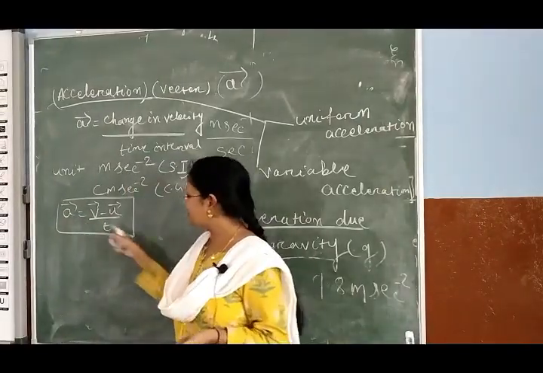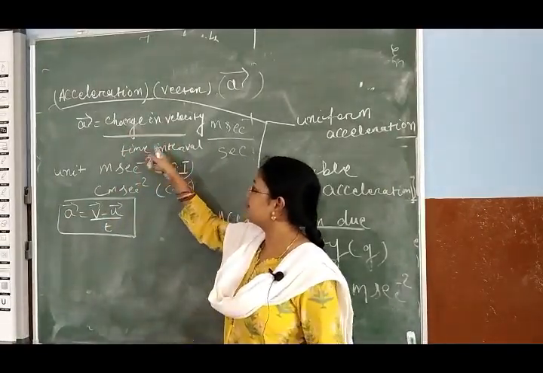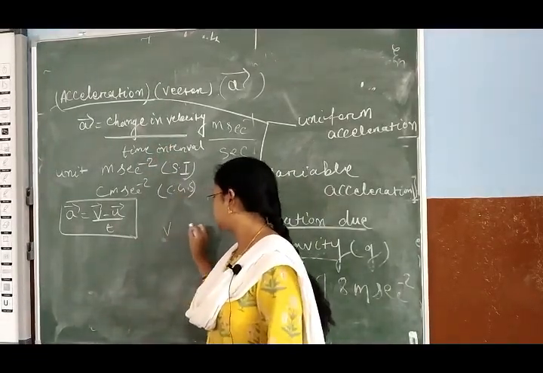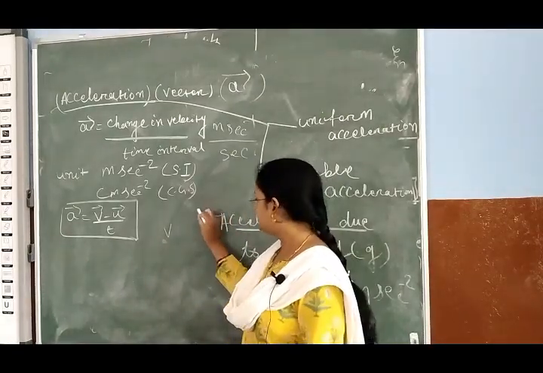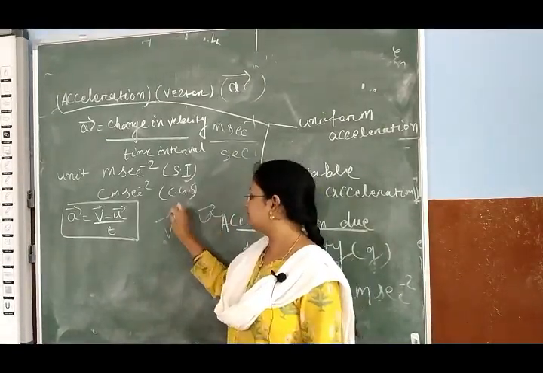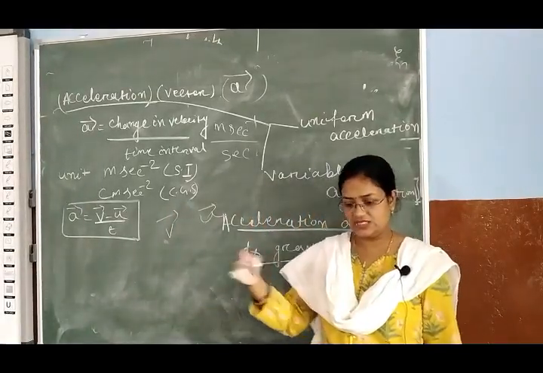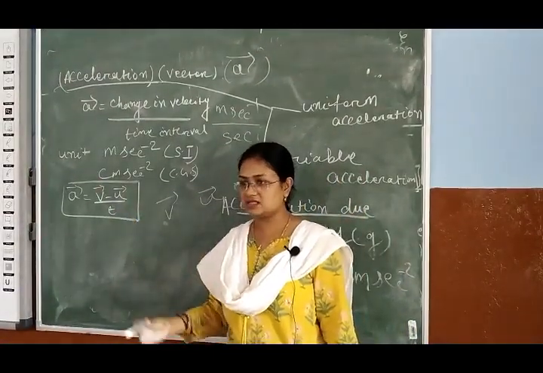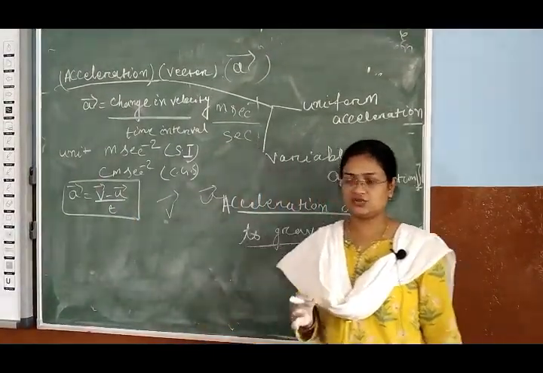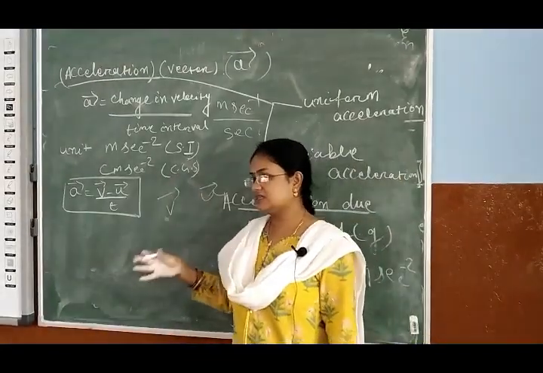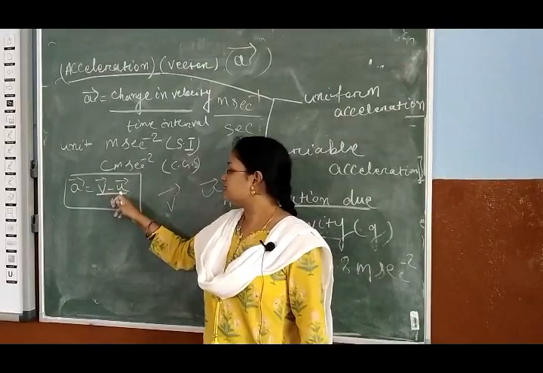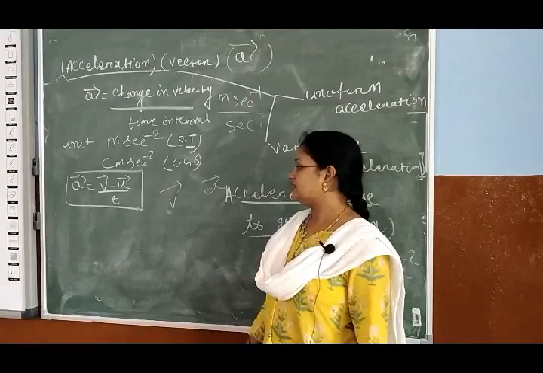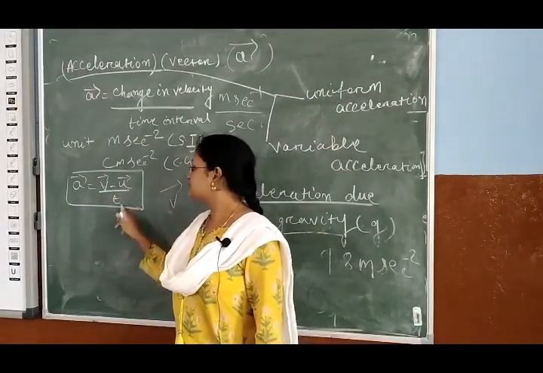I am just writing one formula here: acceleration is a change in velocity by time. Actually the velocity is denoted by V or U. Generally U is your initial velocity and V is your final velocity. Suppose initially the velocity is 20 meter per second, after some time its velocity is 30. So initial is 20, U, and final is 30, V. So this V minus U is the change in velocity, divided by the time interval. This is the time interval. Okay, so acceleration equals V minus U by T.